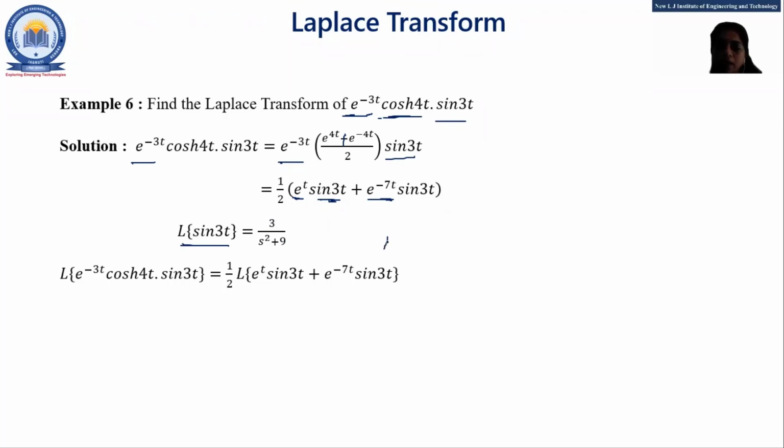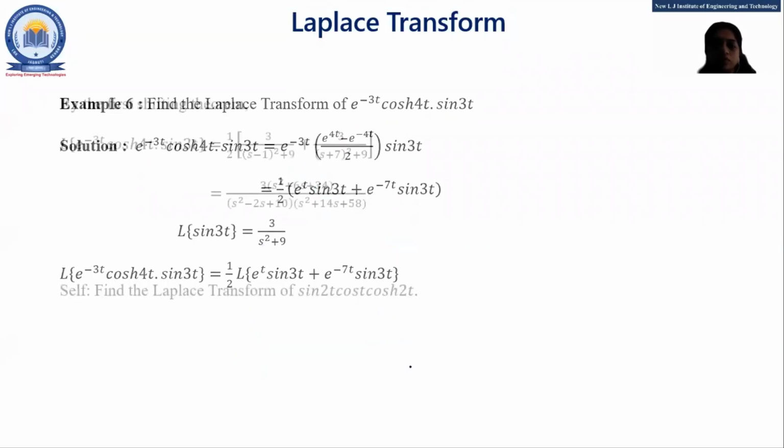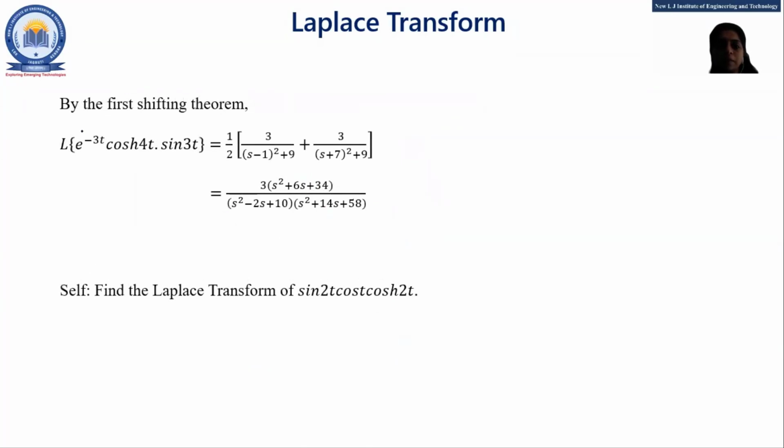Now, by applying the first shifting theorem, for the first term our multiple of t is 1, so we replace s by s minus 1 in the answer for the first term, and we replace s by s plus 7 in the second term. Okay. And after simplification, this is the answer.